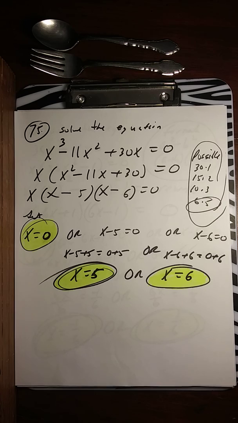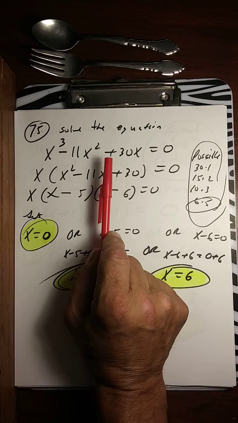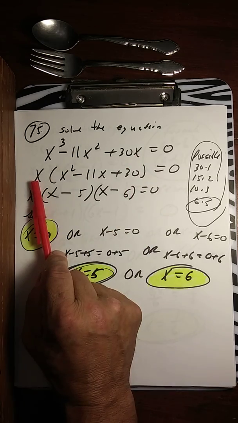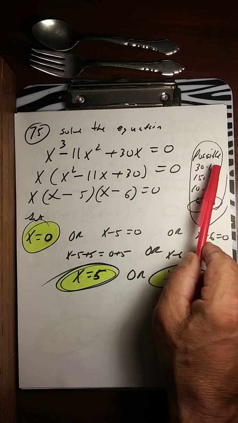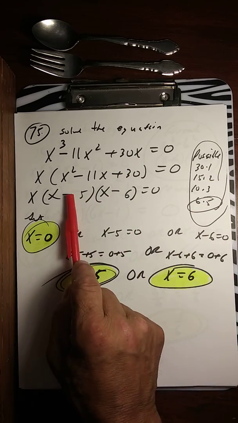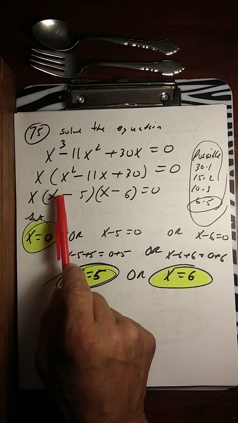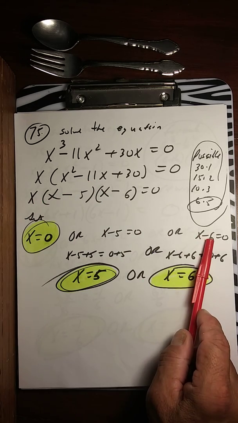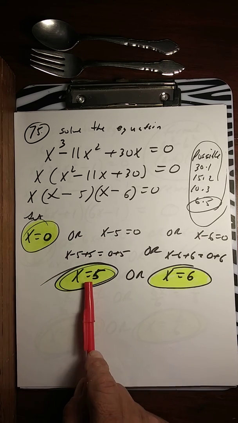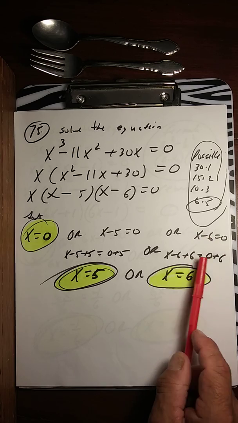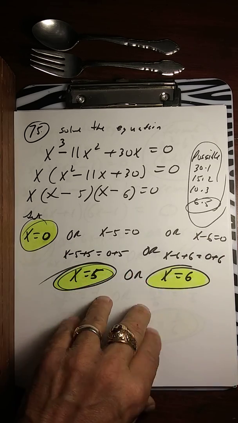Alright, so this one. Solve the equation. X cubed minus 11x squared plus 30x equals that. Take the x out. So we have x squared minus 11x plus 30. So now this right here, 30, 6 and 5 is the one we're going to try. Negative times negative is positive? Yes. And that together is negative 11? Yes. X equals 0, x minus 5 equals 0, x minus 6 equals 0. That one's done. X minus 5 equals 0, add 5, so 5. Minus 6, add 6, x equals 6. So 0, 5, and 6.